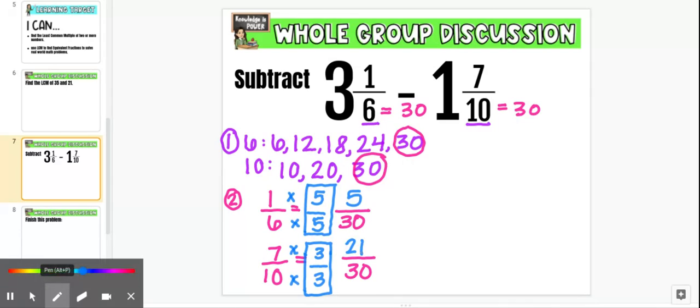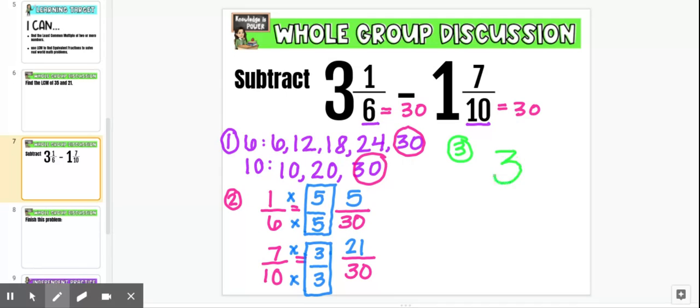All right, next step is going to be to solve our problem. So I am going to rewrite our problem. So 3, and then instead of writing 1/6, I'm going to write 5/30 minus 1. And instead of writing 7/10, I'm going to write 21/30. And I'm going to subtract.